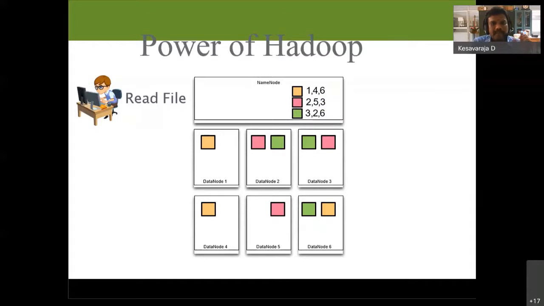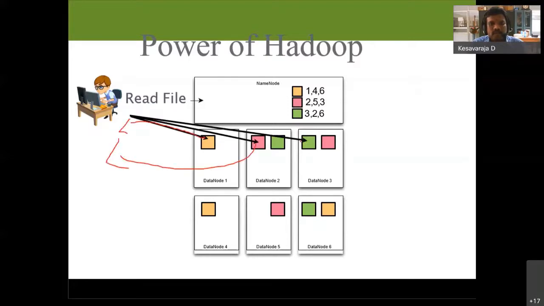Read a file. So the request was sent to the name node, which returned the yellow block from data node 1, the rose block from data node 2, and the green block from data node 3. Yes, now the data was received from all those 3 blocks.